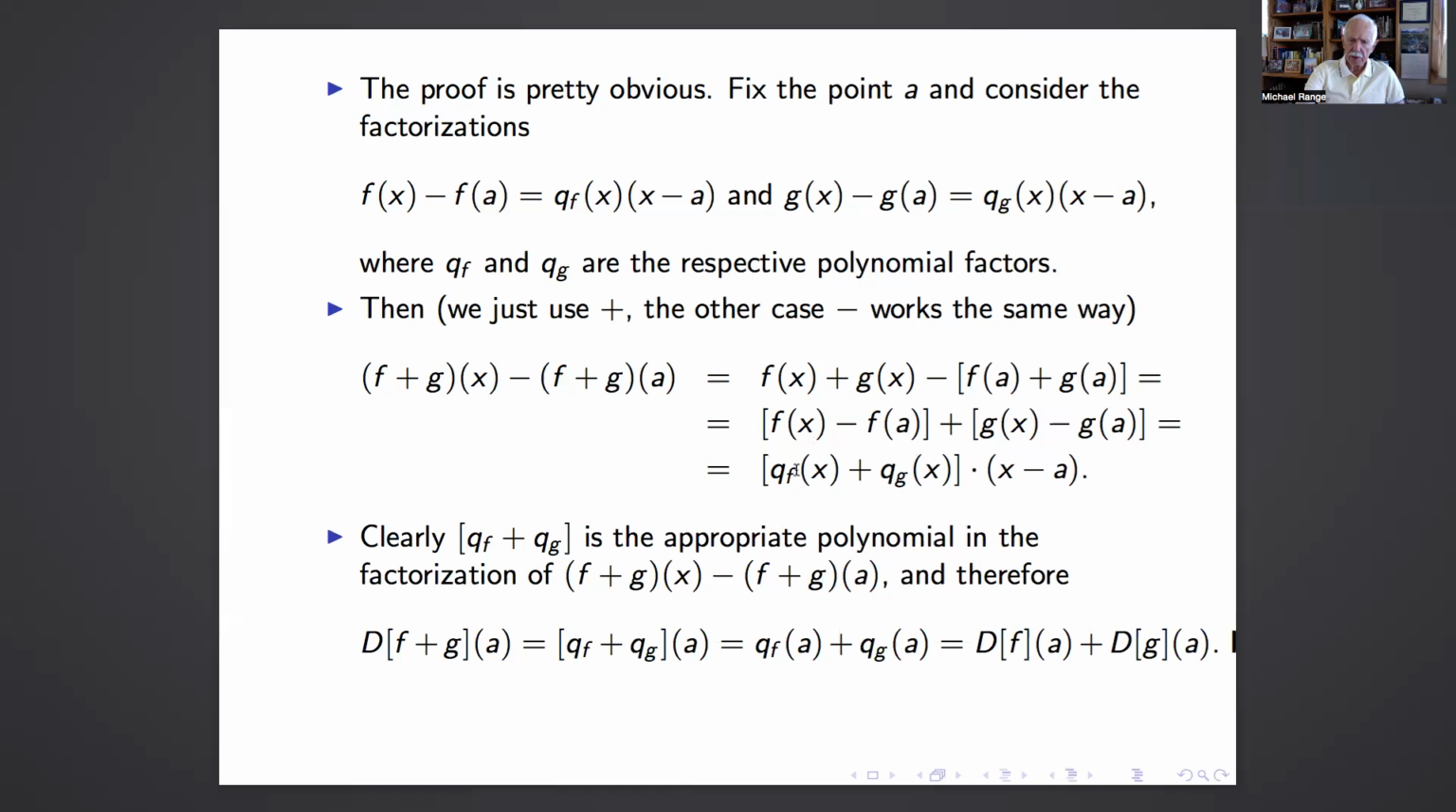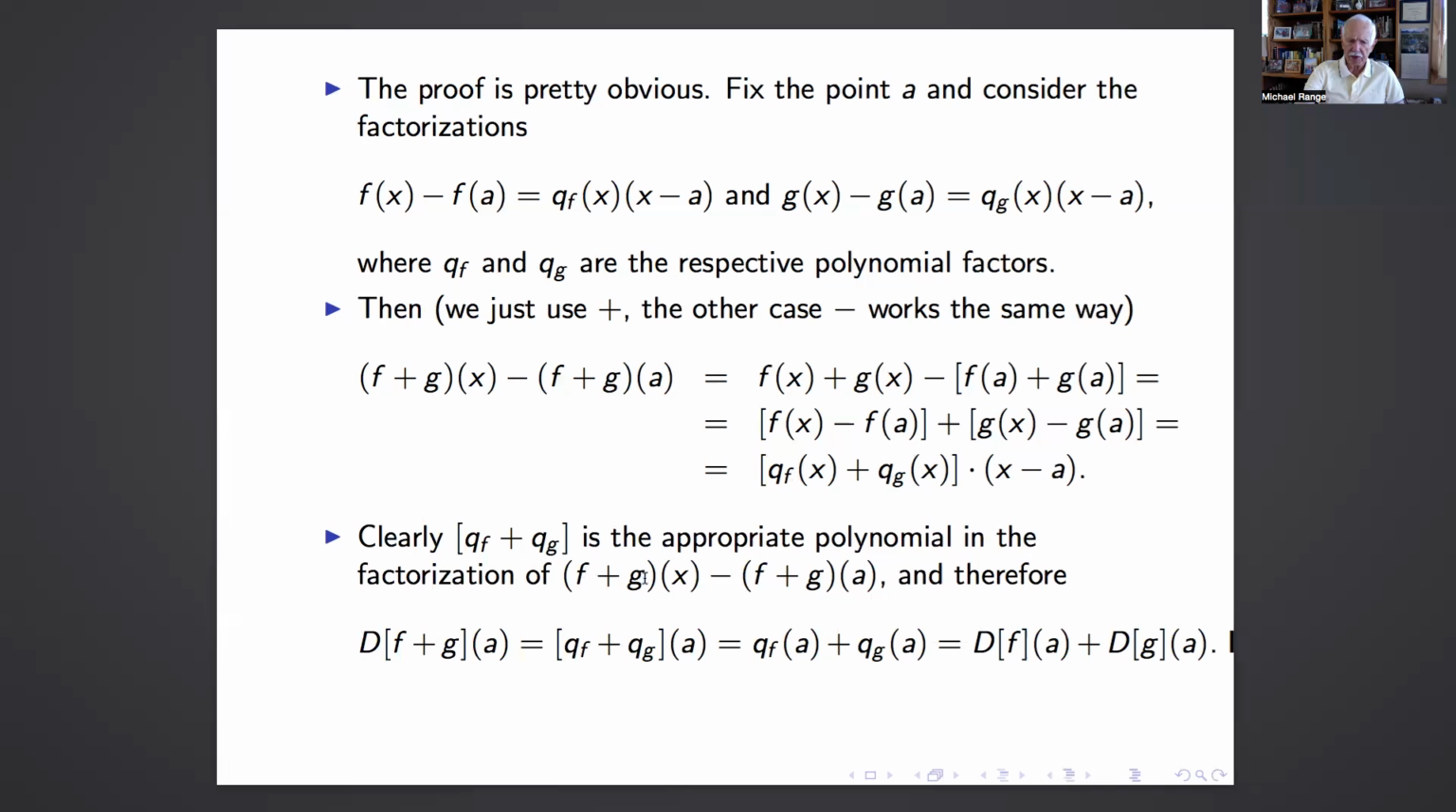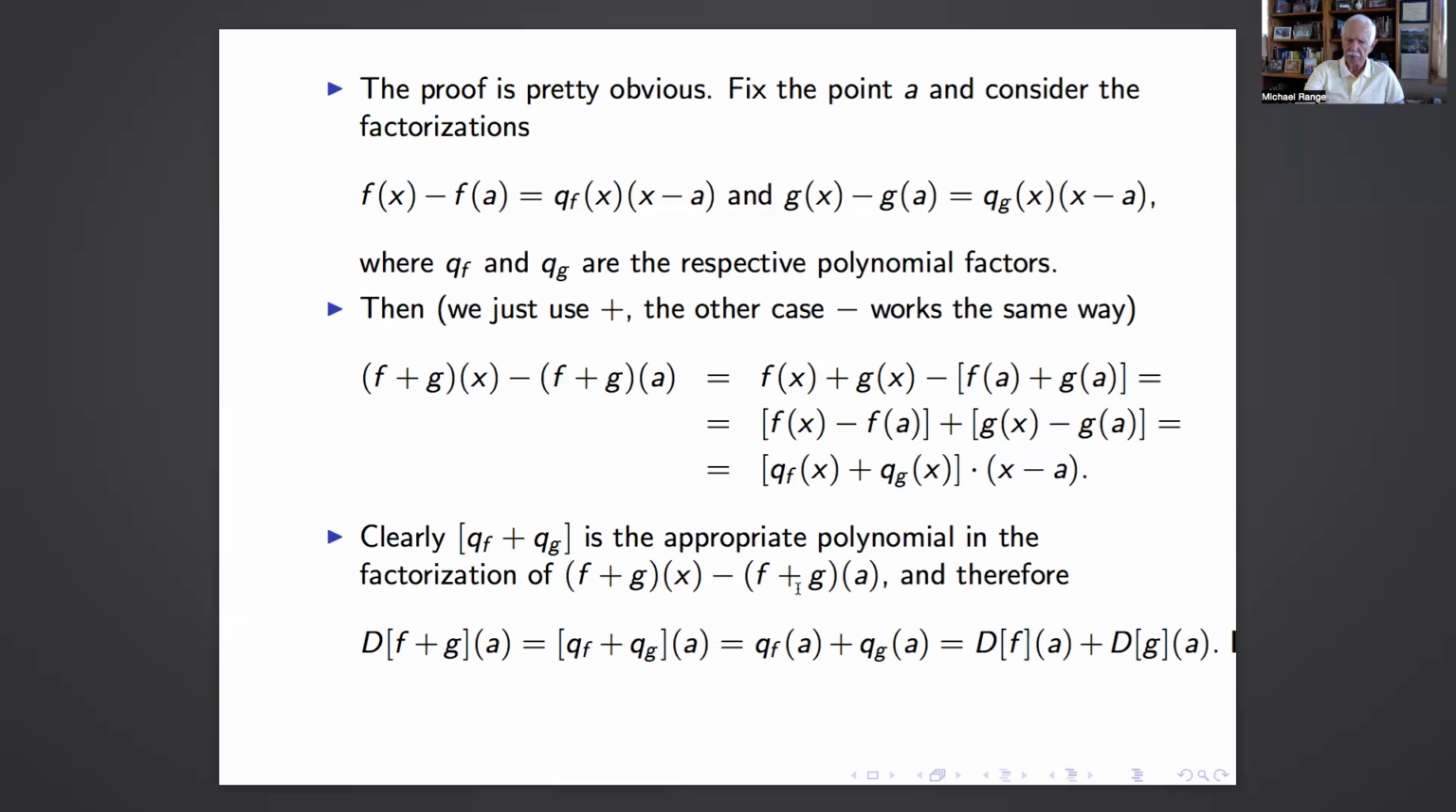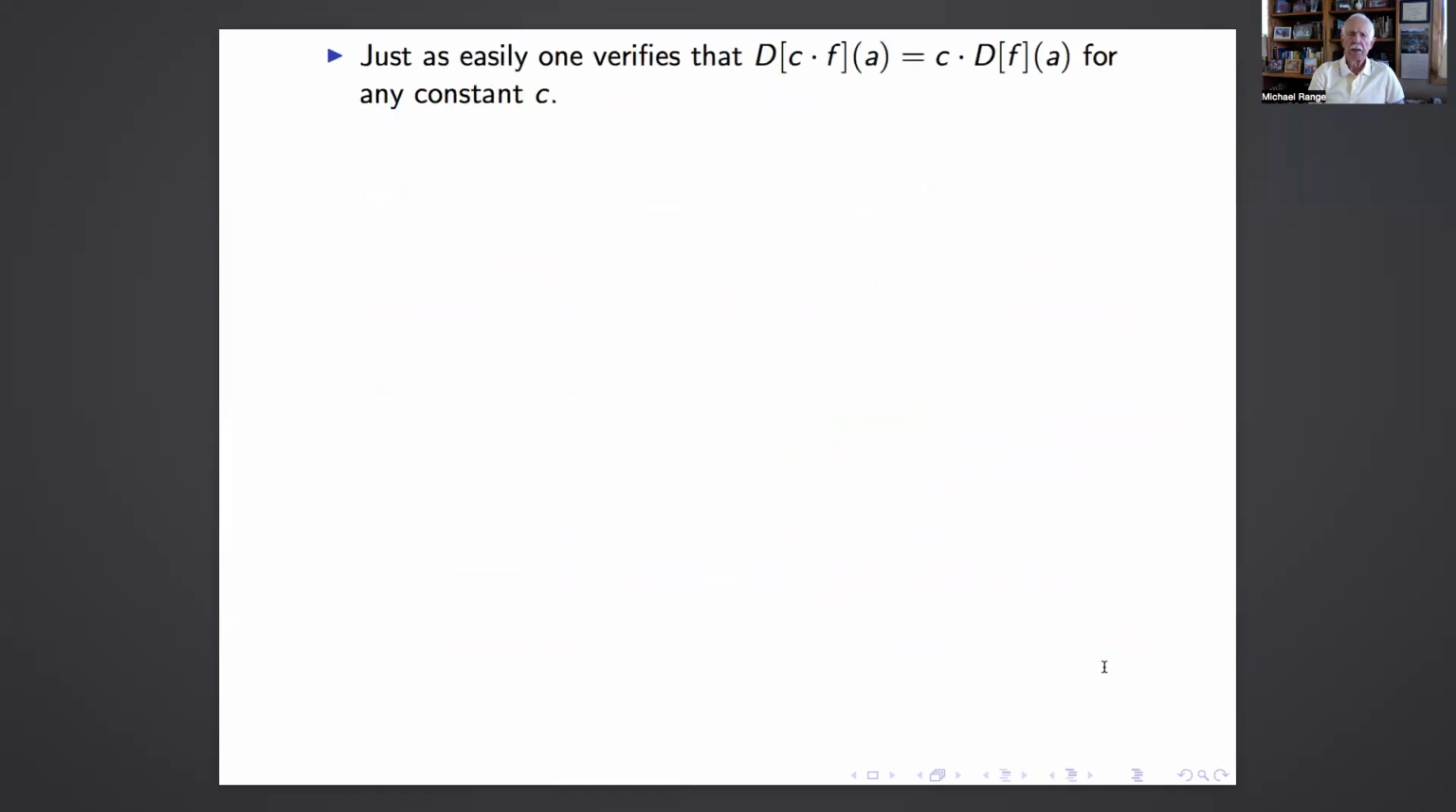So clearly, q sub f plus q sub g is the appropriate polynomial in the factorization of f plus g at x minus f plus g at a, and therefore the derivative of f plus g at a is the value of this polynomial at a, which is, of course, the value of the sum of the polynomials, and therefore we get simply the sum of the derivatives of f, respectively g, at the point a. Just as easily, one can verify that the derivative of c times f at the point a is simply this constant c times the derivative of f at a for any constant c.